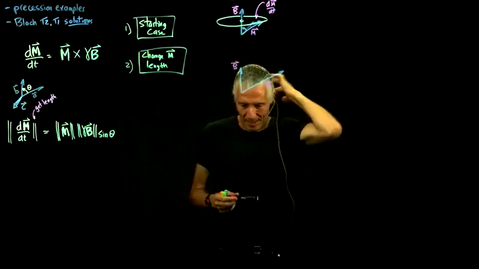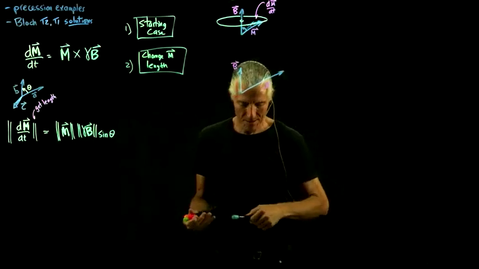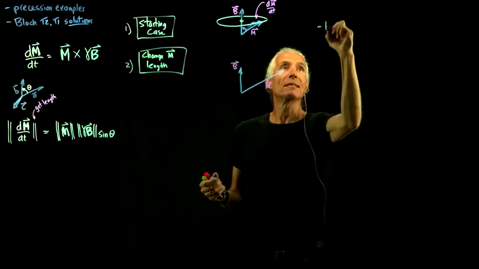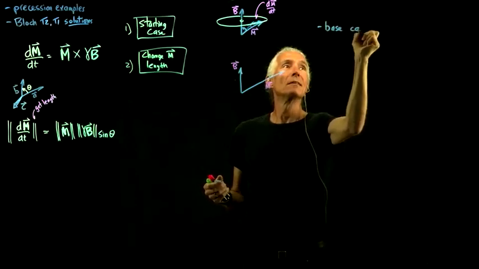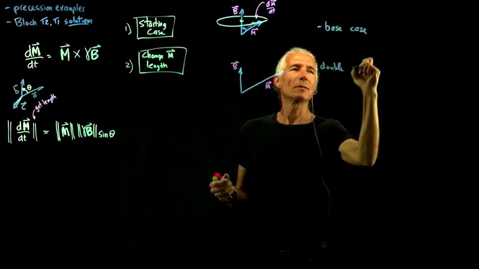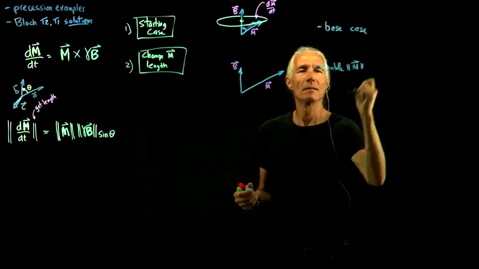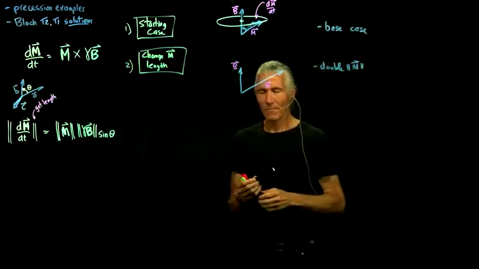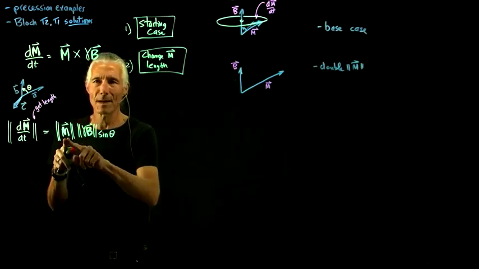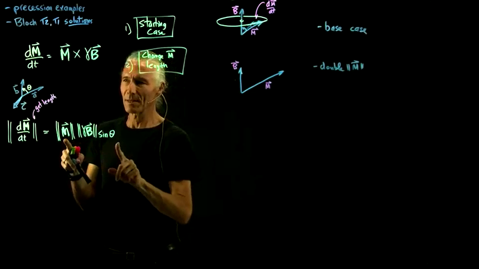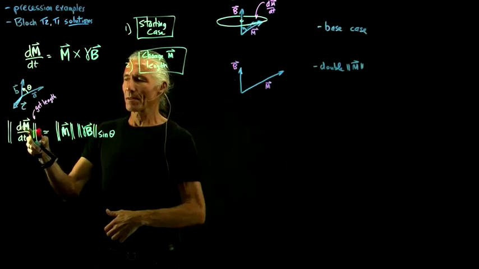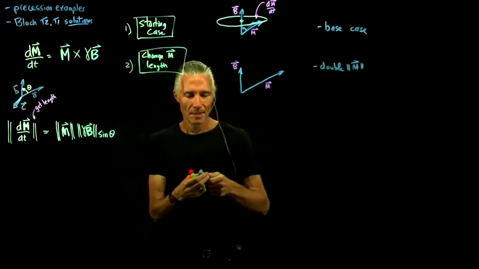So basically, this is the base case here, and here we double the length of the M vector. So what is that going to do if we just multiplied this guy by 2? Everything else held constant. It's just going to double. It's going to double the dmdt.